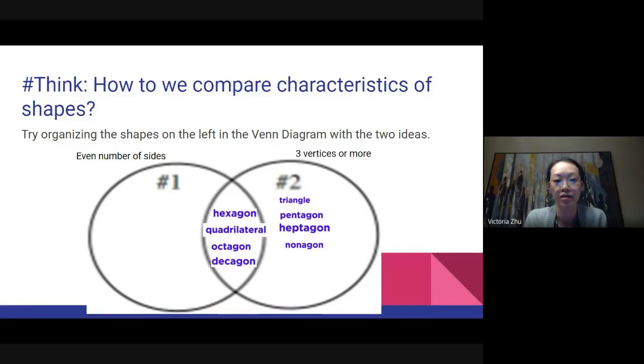This would be the correct way to organize a Venn diagram. Notice that hexagons, quadrilaterals, octagons, and decagons have even number of sides, and they also have 3 vertices or more. Triangles, pentagons, heptagons, and nonagons, they have 3 vertices or more, but they don't have even number of sides, so they stay on the outside of the number 2. So that's the basic idea of how our Venn diagrams will work for shapes.